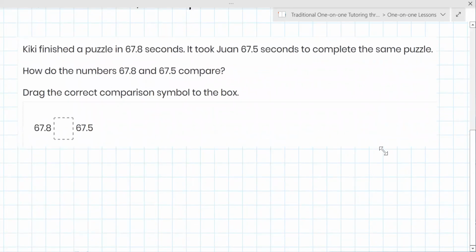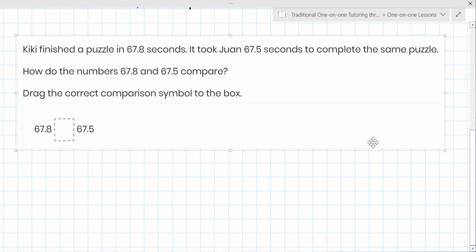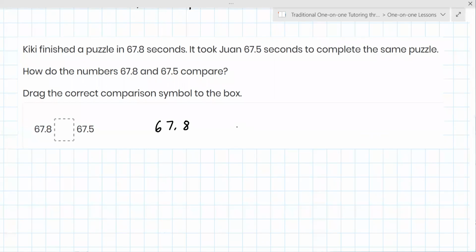Okay, could you read this one out loud for us? Kiki finished a puzzle in 7.8 seconds. It took Juan 37.5 seconds to complete the same puzzle. How do the numbers 67.8 and 67.5 compare? Drag the correct comparison symbols to the box. Excellent, excellent. Okay, so thank you for reading that. I appreciate you getting involved here.